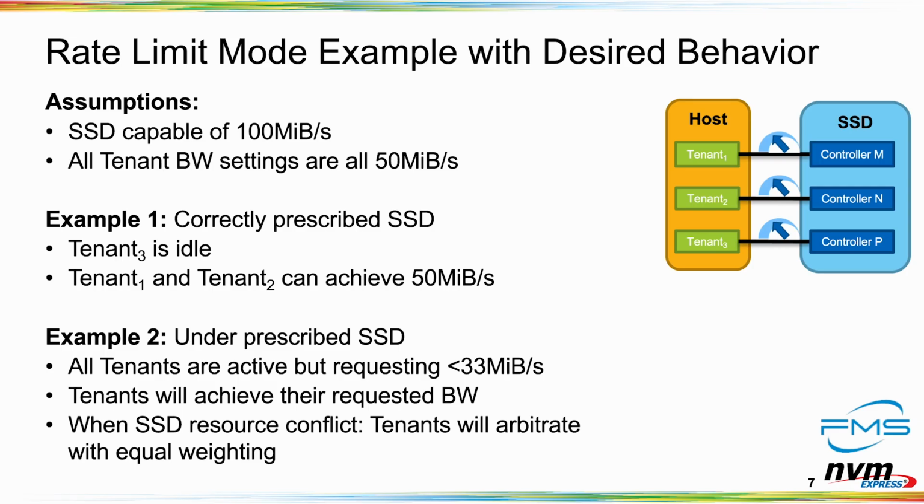I see a question. You say equal weighting there, but I haven't seen anything that says that it has to be equal weighting. Would it be a compliant implementation if it was not equal weighting, if 2 of the tenants got all of their allocated bandwidth and one of them was starved out? Not desirable, but would that be compliant?